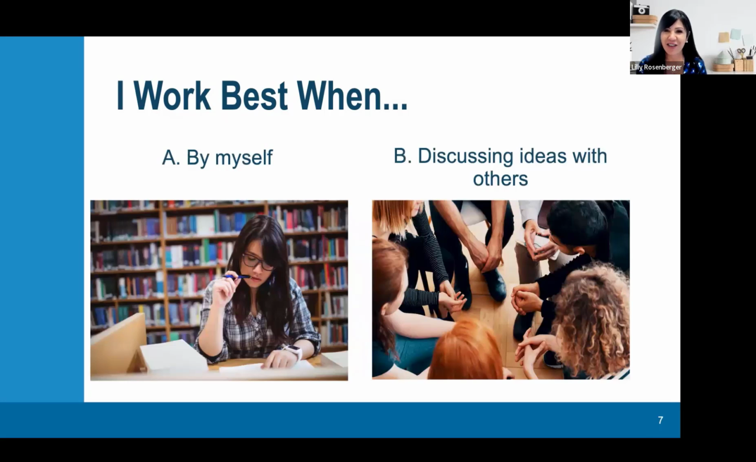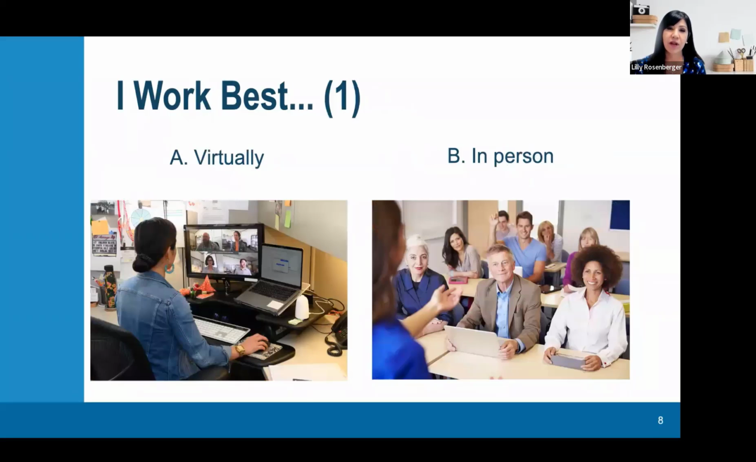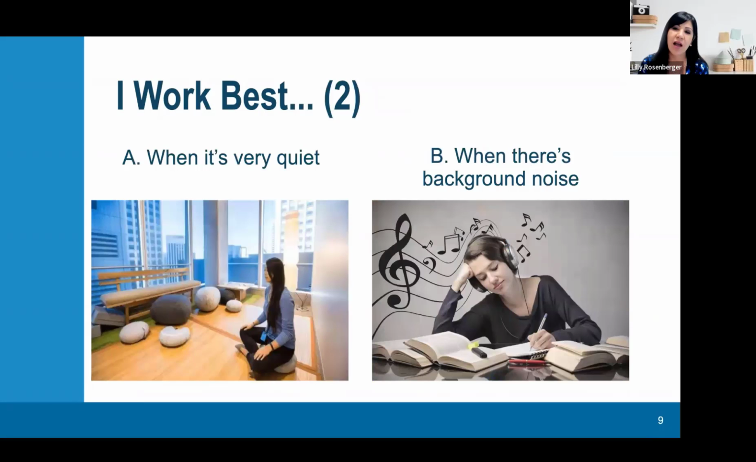So the first thing I'd like for you to consider is whether you prefer to work by yourself or by discussing ideas with others. How about, do you work best virtually or in person? And the last question, what about your preferences for noise? Do you work best when it's very quiet or when there's background noise?